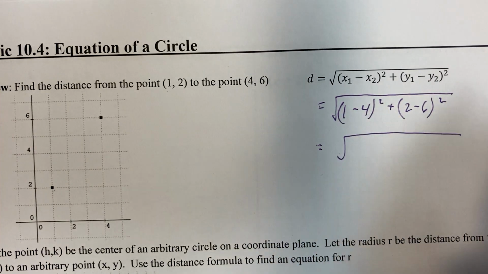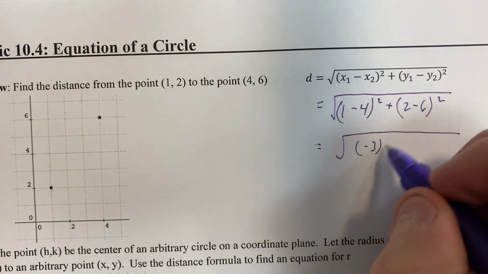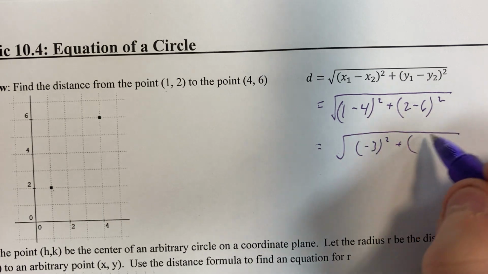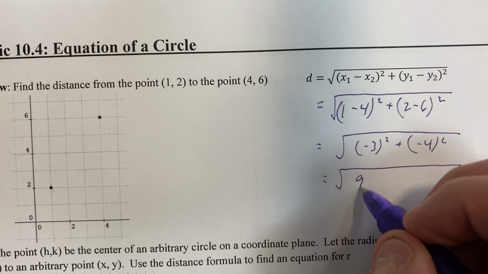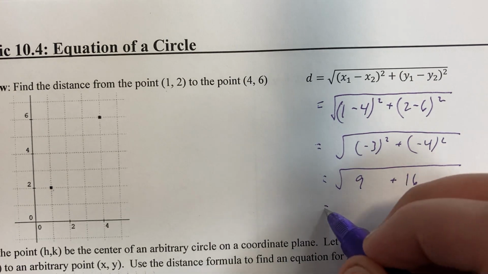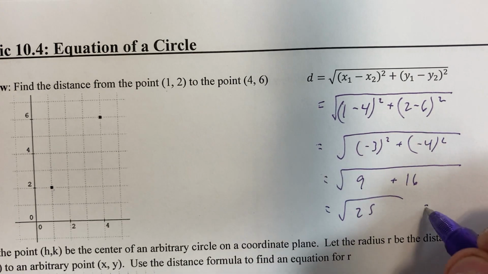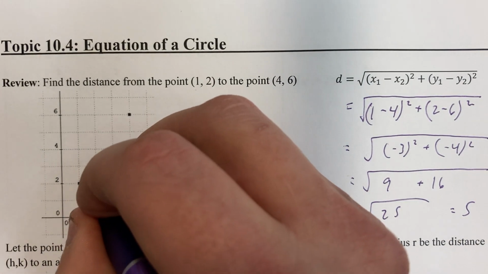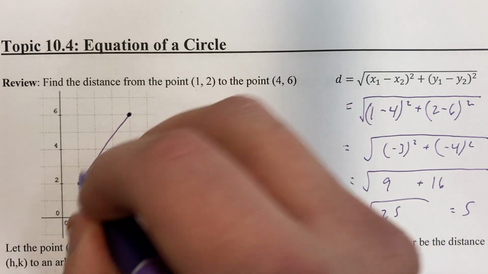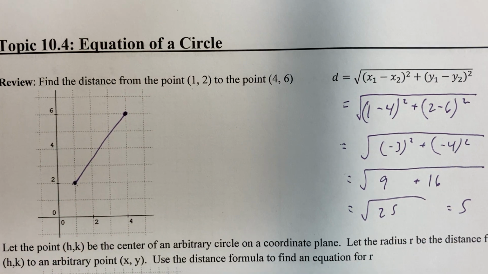Start inside your parentheses, so this would be -3, this would be -4. Work that out, that's 9, that's 16, square root of 25, which is 5. So this point is 5 units away from that point. What does this have to do with the circle?